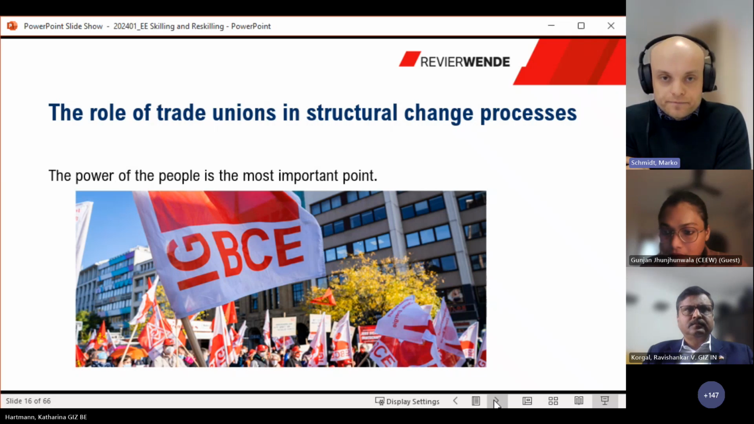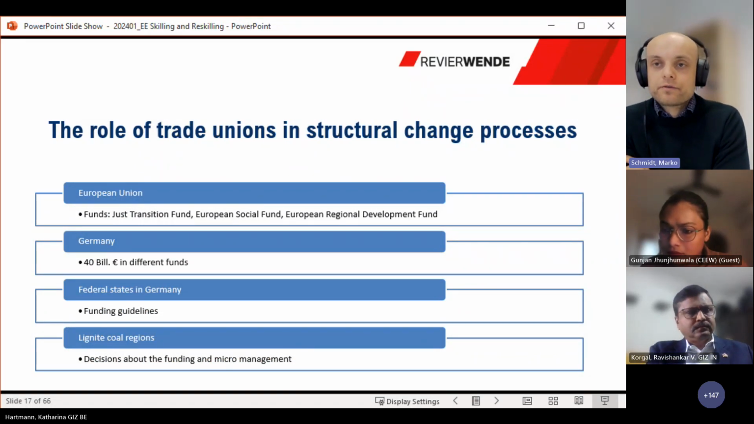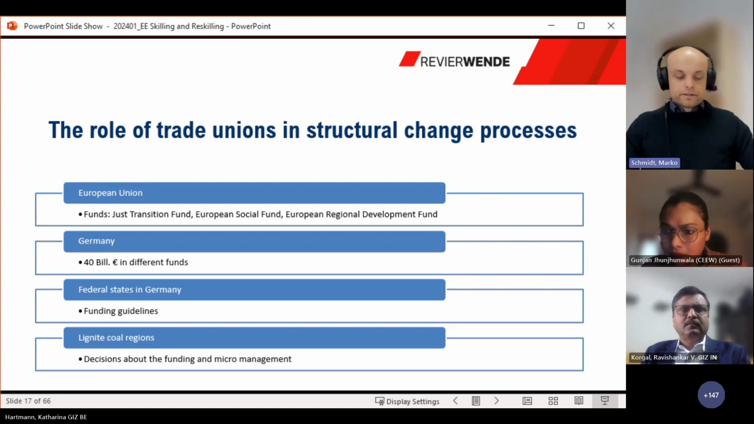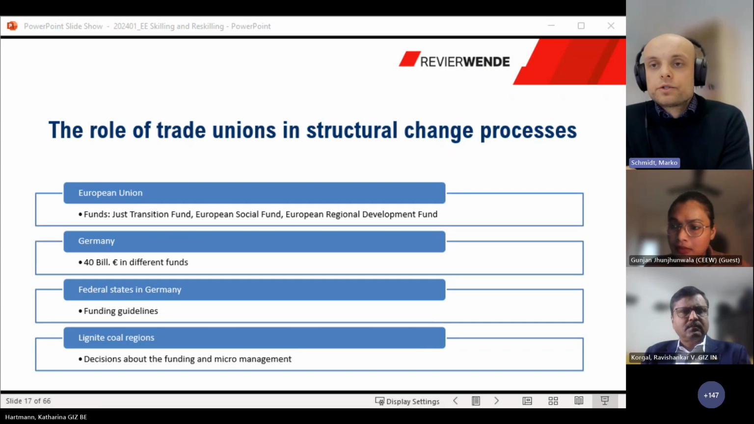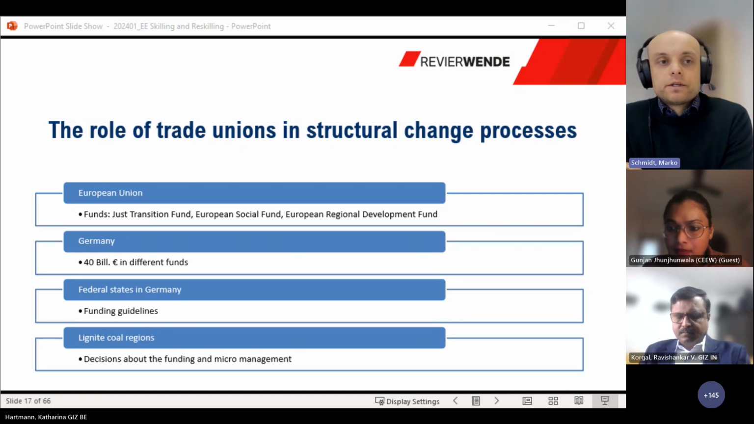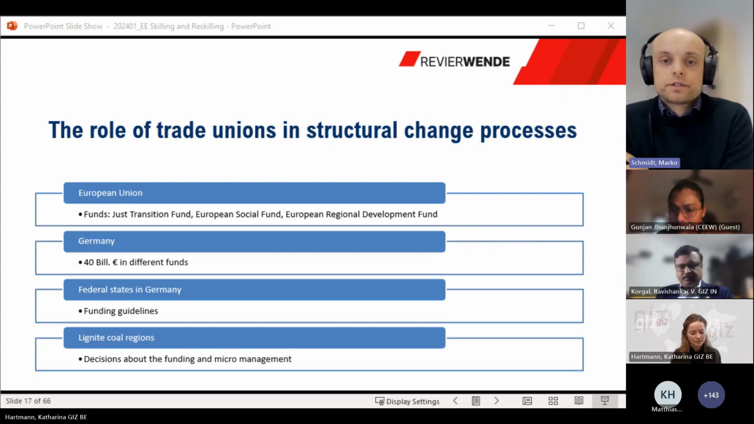You can show the next slide. This is also important in Germany and in the European Union. We have different levels, and so the trade unions have to work on different levels for the perspective of the workers. The regions and in the end the companies get support from different funds for the social and economical transformation. In the European Union, there are three really important funds. The Just Transition Fund is especially for the transition of the coal mining sector, also in the Czech Republic and so on. The European Social Fund is for all the regions in Europe, and also the European Regional Development Fund.